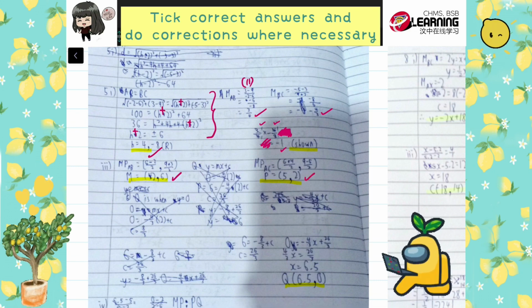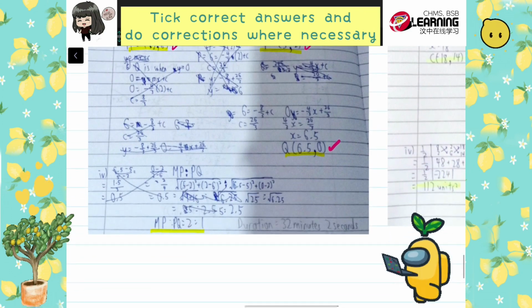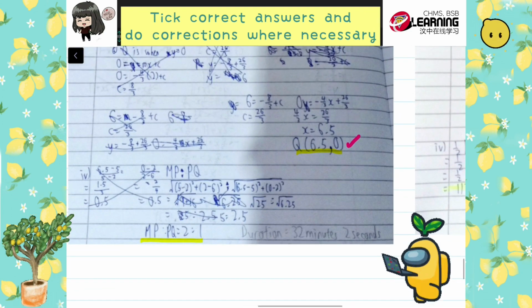And then P is 5, 2, which is also a midpoint of AC. And Q is 6.5, 0. Okay, and then part 4, okay, if you're using this method, using length method, 2, 1, also okay. If you're using ratio method, also okay.